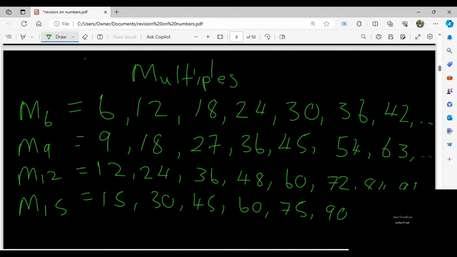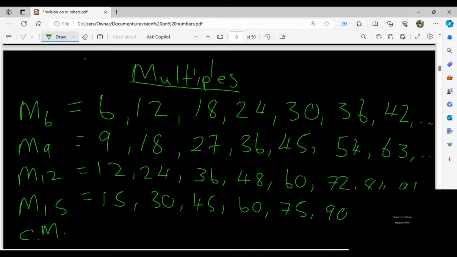Right. So these are multiples. So you can see that we can also already introduce the concept of common multiples, where a common multiple is a number which is a multiple of two numbers.